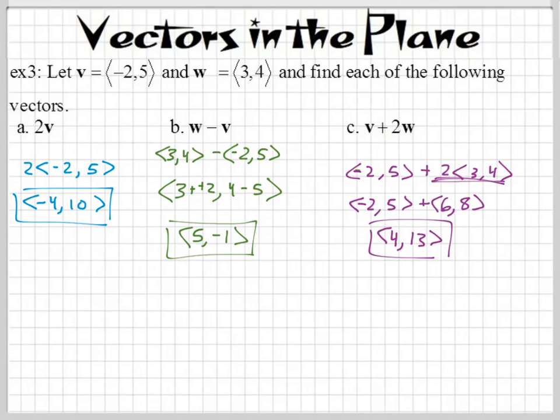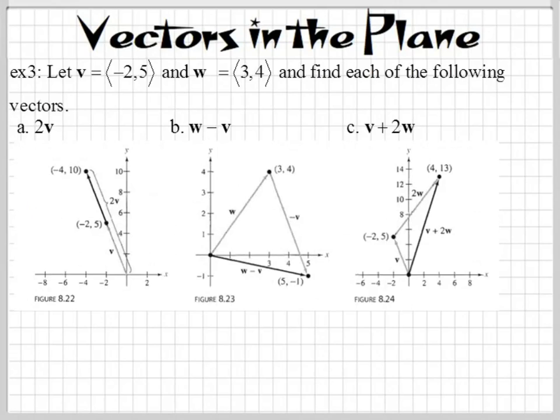I'm going to show these operations to you graphically, which the book has. I just wanted to show you the algebra part first. Graphically, if we look at this, this right here is vector v. Let me draw on it so it pops out. This is vector v. It's graphed, okay? You see it's in standard position. It starts at 0, 0, and it goes up to negative 2, 5. That is our vector, right? That's our vector, negative 2, 5, okay?